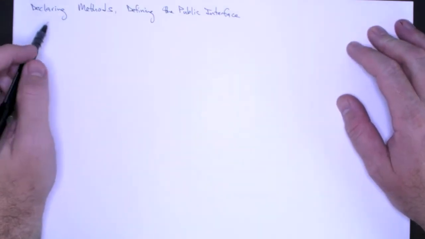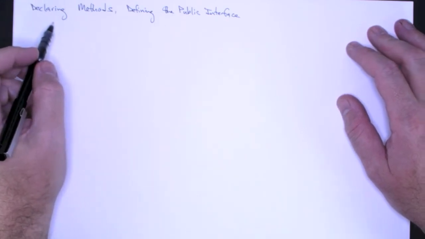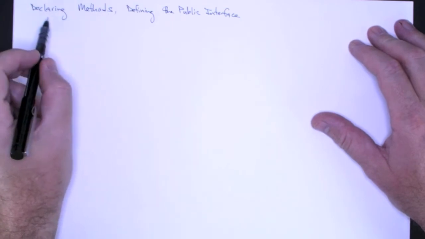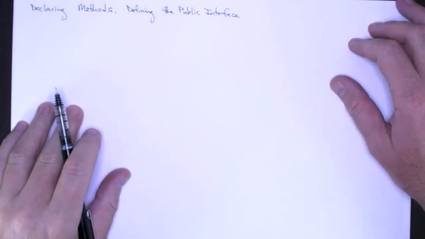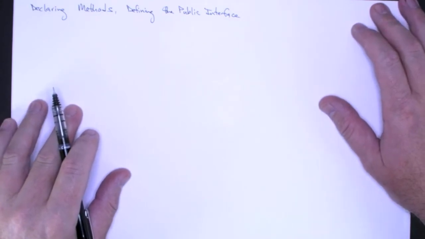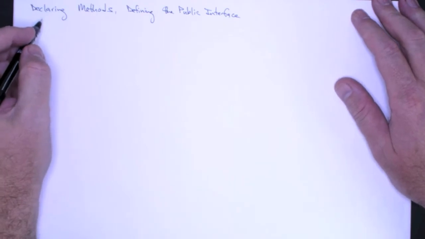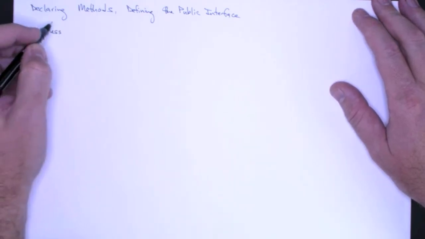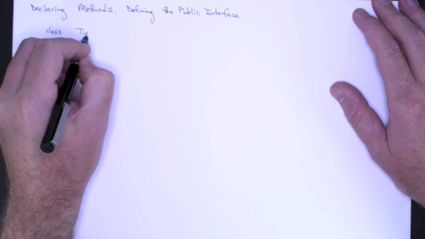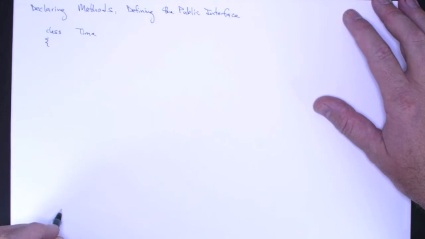Okay, so once we've defined the public or the private section of our class, then we can begin declaring public methods and defining the public interface. In the next lecture, I'll give you an algorithm for how to go about doing this for simple classes. So let's just start off with our time class again.